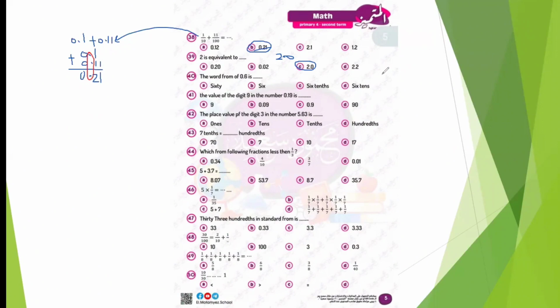40. The word form of 0.6 is 6/10. I have 6 in the 10th place, so it's 6/10.